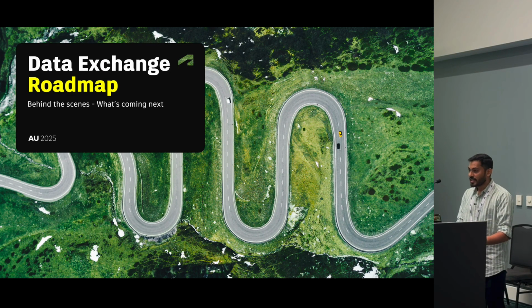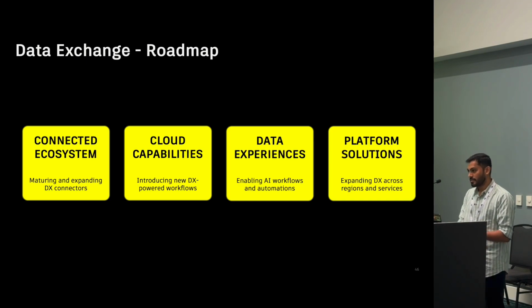Cool. So moving on, now we saw what the data exchange connectors can do and what people have already done with them. Now let's take a look at what else we have in our roadmap and what we are planning for our connectors moving forward, or just the data exchange ecosystem in general. So broadly, we are focusing on four different areas for the interoperable ecosystem: maturing the existing set of connectors and offerings, adding more cloud capabilities along with AI workflows, developing more regions, and supporting more services that already exist.